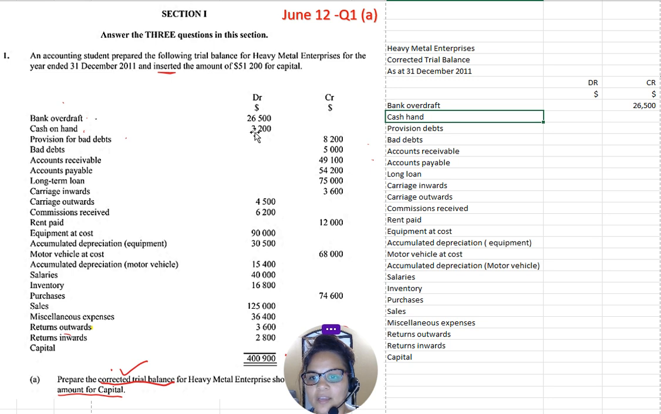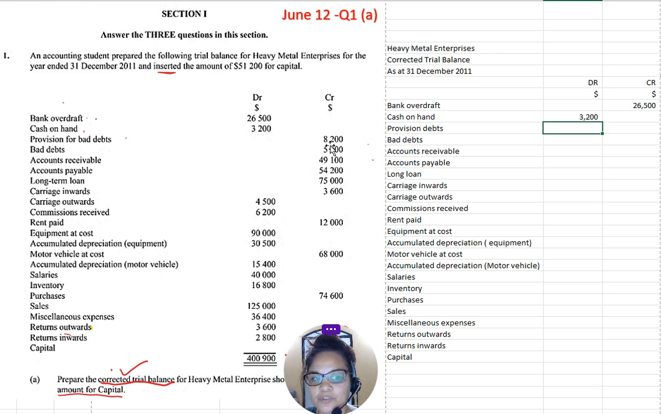Cash in hand. Cash in hand is an asset. And if cash in hand is an asset, it's supposed to be, and let me put cash on hand. Cash on hand is an asset. It's supposed to be on the debit side. So it is on the correct side. So all you have to do is replace the value on the debit side.